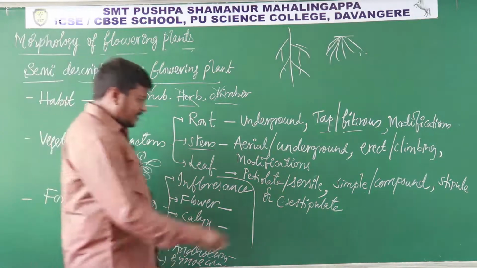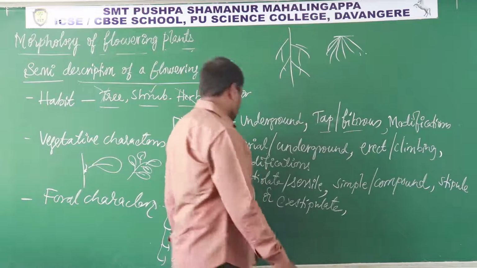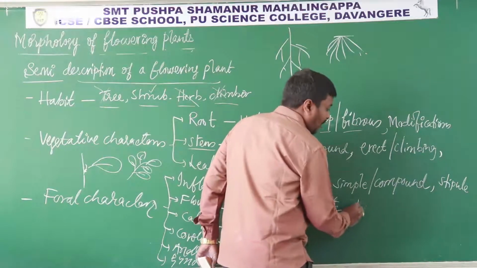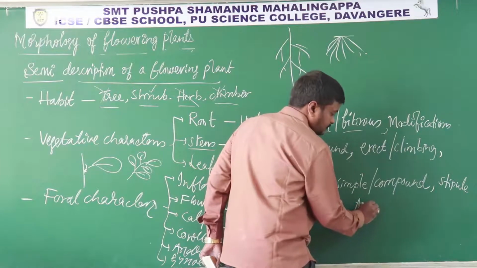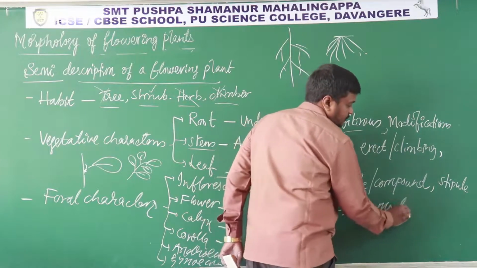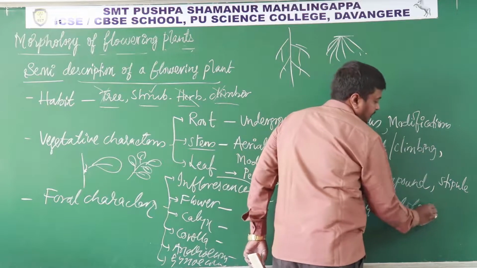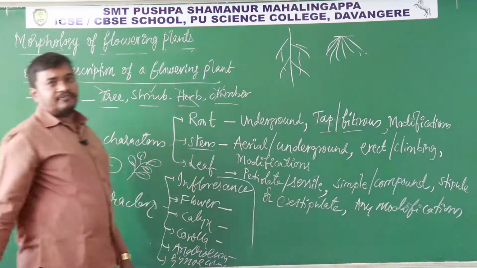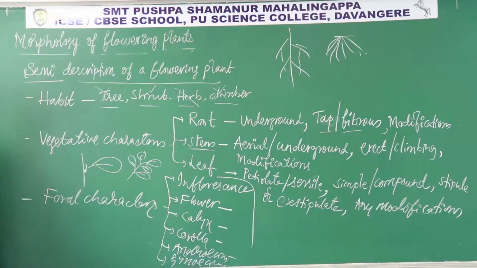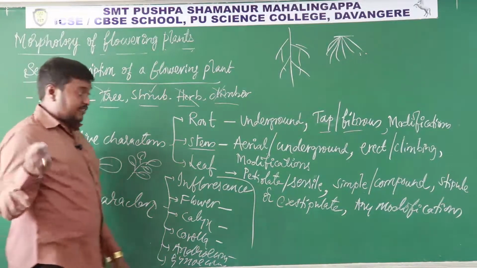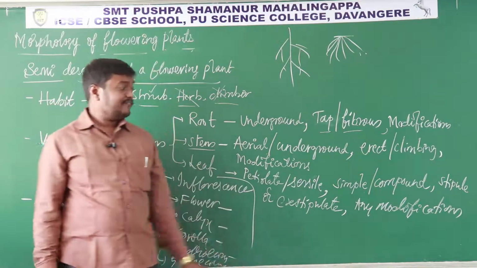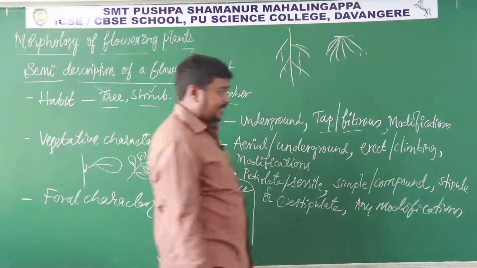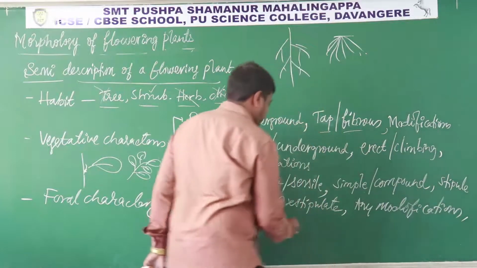Then with respect to leaf, the next character is any modifications. Sometimes the leaf is modified to tendril, or to spines. In different plants you already studied the modifications of leaf. Any such important modifications that were there, you are going to write that. Then you are going to write the phyllotaxy.